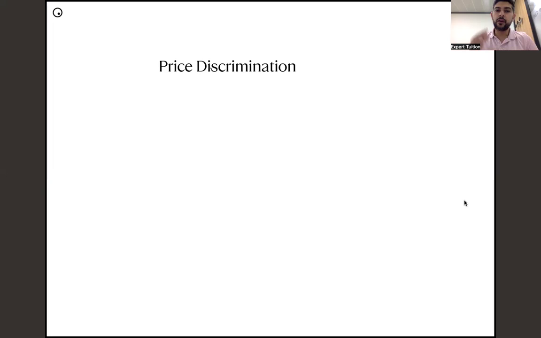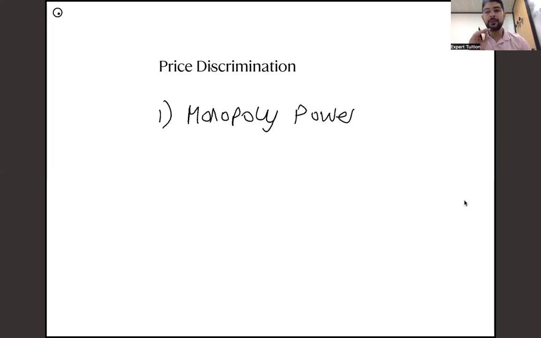Now, there are three characteristics, or three conditions, if you like, that have to be satisfied in order for a firm to be able to price discriminate. Number one, the first characteristic is that they have to have a degree of monopoly power. Let me just clarify, because there's often a very common misconception about this word. Monopoly power does not mean they have to be a monopoly. Monopoly power is just a fancy way of saying that they have the ability to set prices.